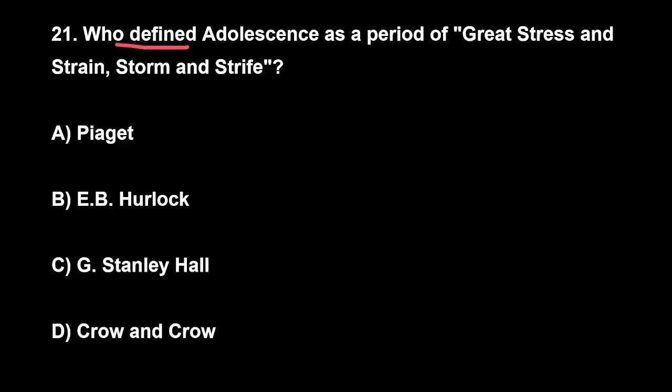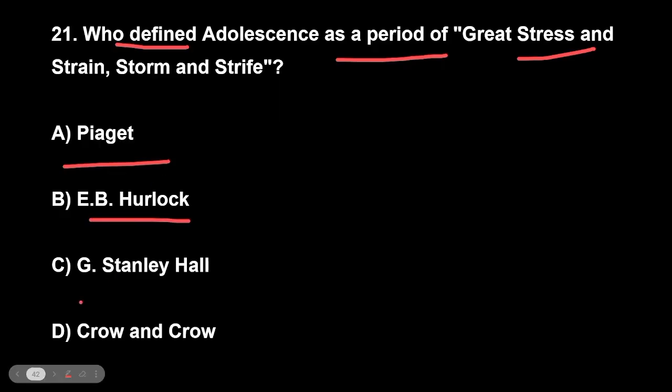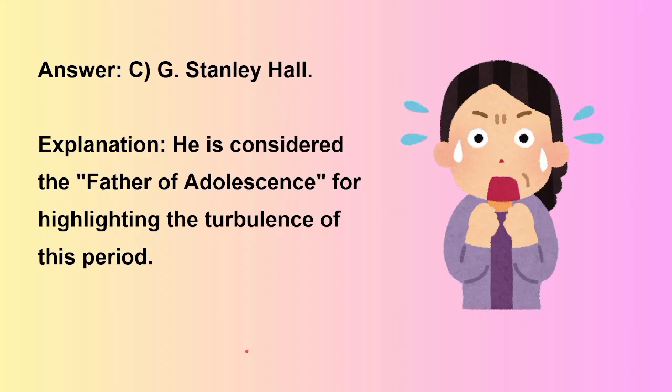Next question: who defined adolescence as a period of great stress and strain, storm and strife? Options: Piaget, E.B. Hurlock, G. Stanley Hall, Crow and Crow. And the right answer here is G. Stanley Hall, because he is considered the father of adolescence for highlighting the turbulence of this period.